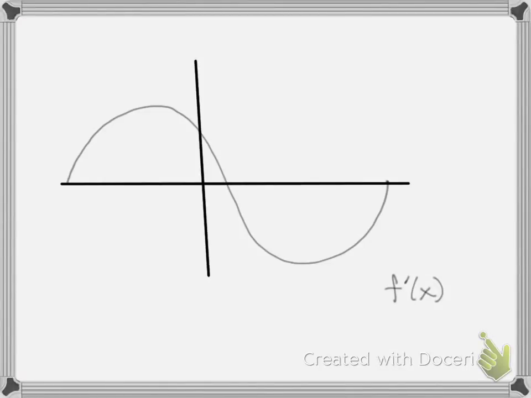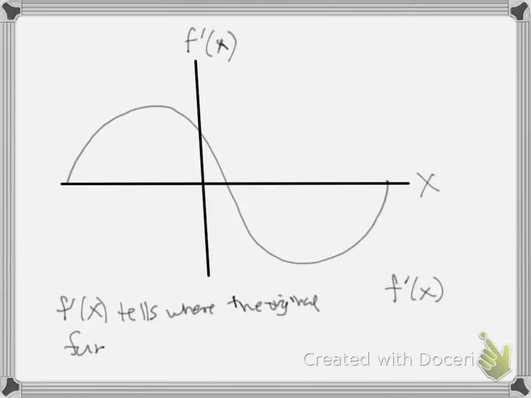Okay, Naomi, so let's just say that this is a graph of the derivative of some function. So this is a derivative graph here of some function. We don't know what function it is, but this is our derivative graph. So remember, the first derivative test tells where the original function is increasing or decreasing.